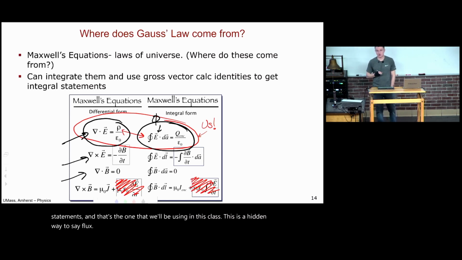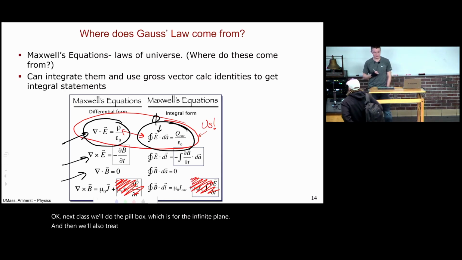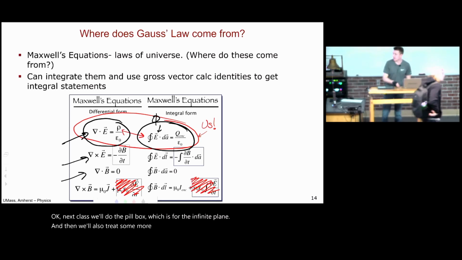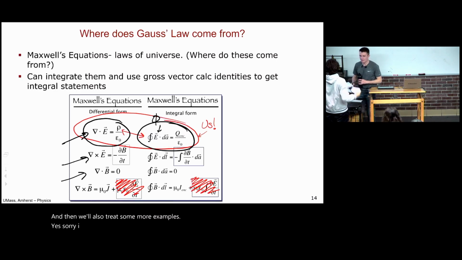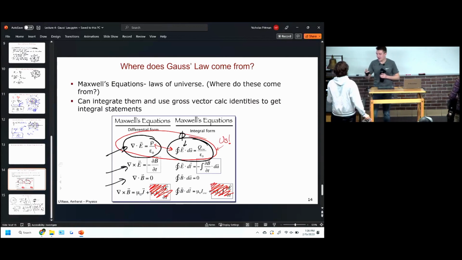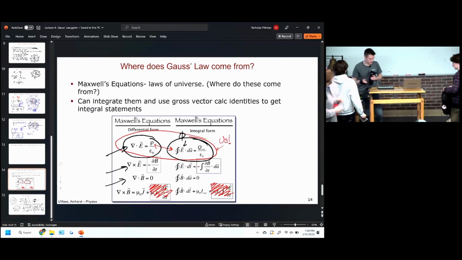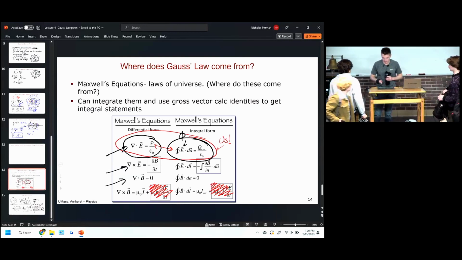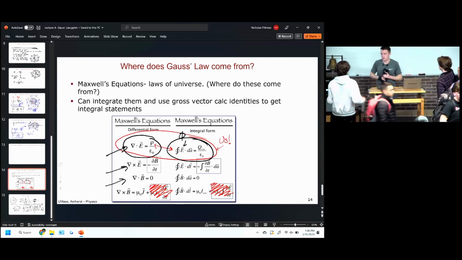Okay, next class we'll do the pillbox, which is for the infinite plane. And then we'll also treat some more examples. Yes, sorry, I had to get to the infinite line. Go on. So those equations, do we need to memorize them? Absolutely not. I just need you to know that these equations came from Maxwell's equations. A, I'm giving you an equation sheet with everything you need on the exam, plus you can take a cheat sheet on top of that. B, these are impossible to remember, and they'll be written on the equation sheet anyway.